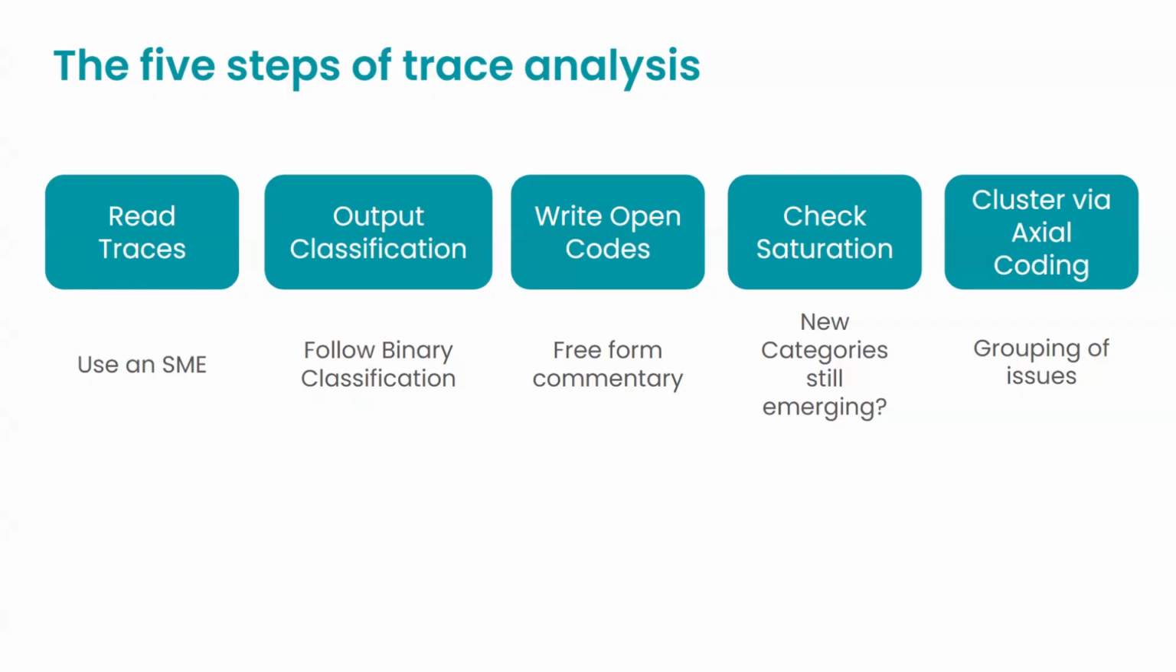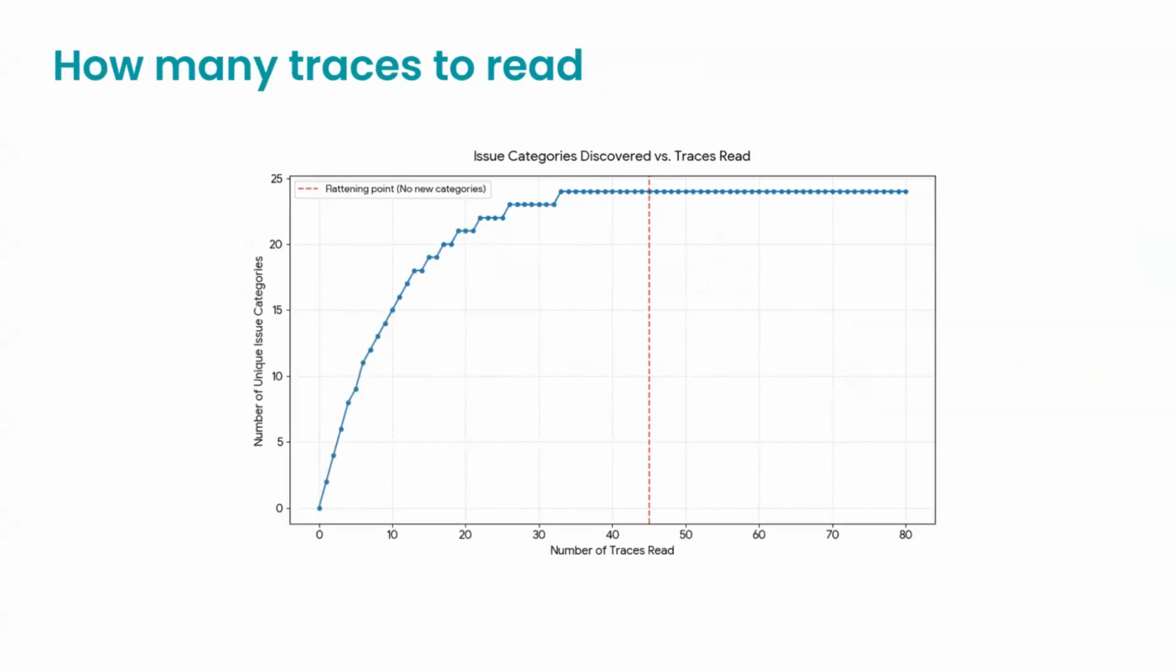Now that you have a collection of open codes, you start grouping them into themes or categories. This process is called axial coding. For example, irrelevant retrieval and missing context might cluster into retrieval issues. Wrong calculation and logical gap might cluster into reasoning errors. This step transforms messy qualitative data into structured problem categories. This chart represents the concept of saturation. You can see that on the x-axis, we are looking at the number of traces you read, and beyond a point, even if you read more traces, no new category of issues is found.